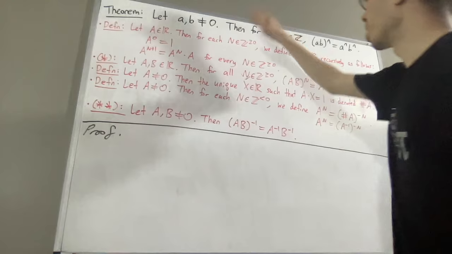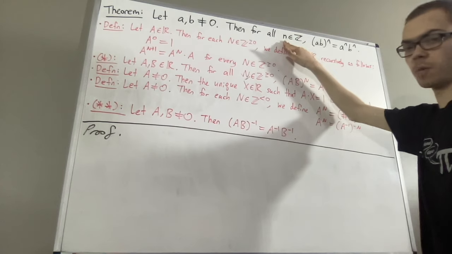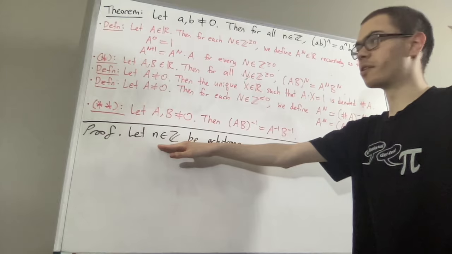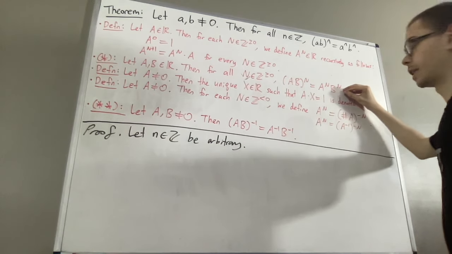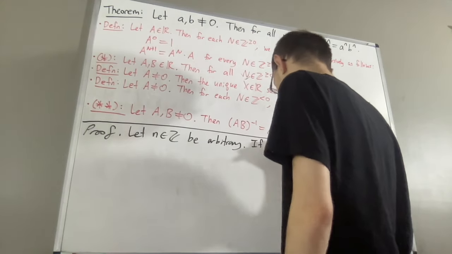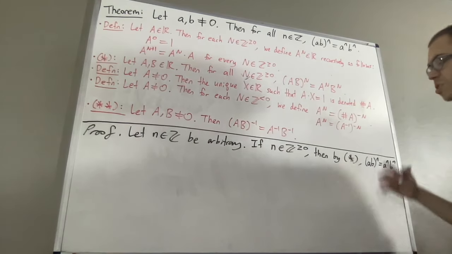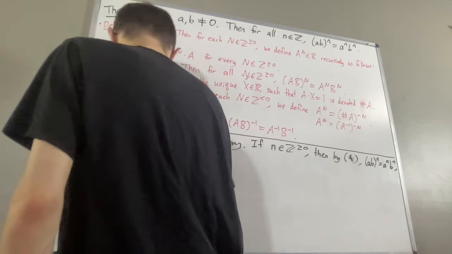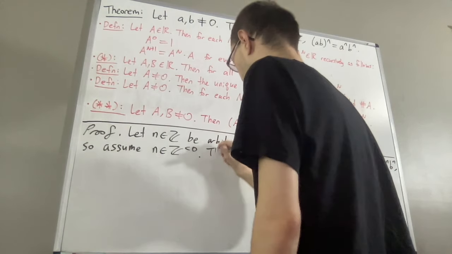So, since we're trying to prove a statement about every integer, let's give ourselves an arbitrary integer. I'll call it n. Now, if n is a non-negative integer, then according to star, we get this equality, and so we're done. So now let's consider the case where n is a negative integer. Well then, to show that this equality is true, let's write out the left-hand side.